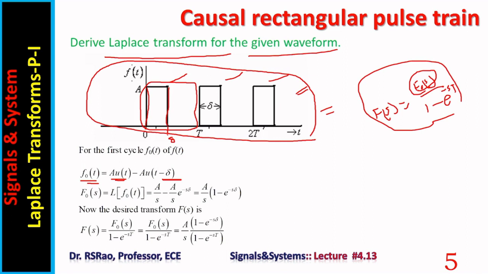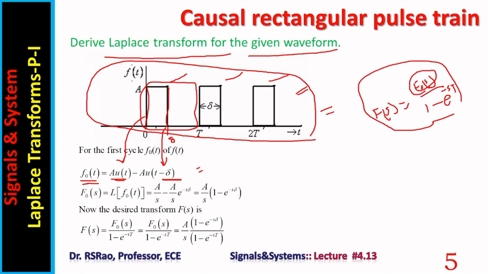Once we identify the rise and falls as step functions, we can express f naught of t as a combination of two step functions, a u of t minus a u of t minus delta, this one. From delta to t, of course, it is 0.